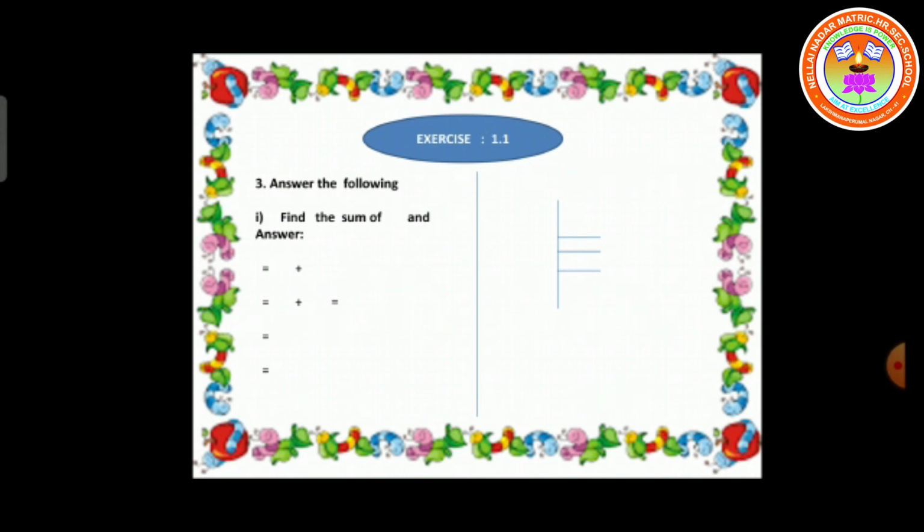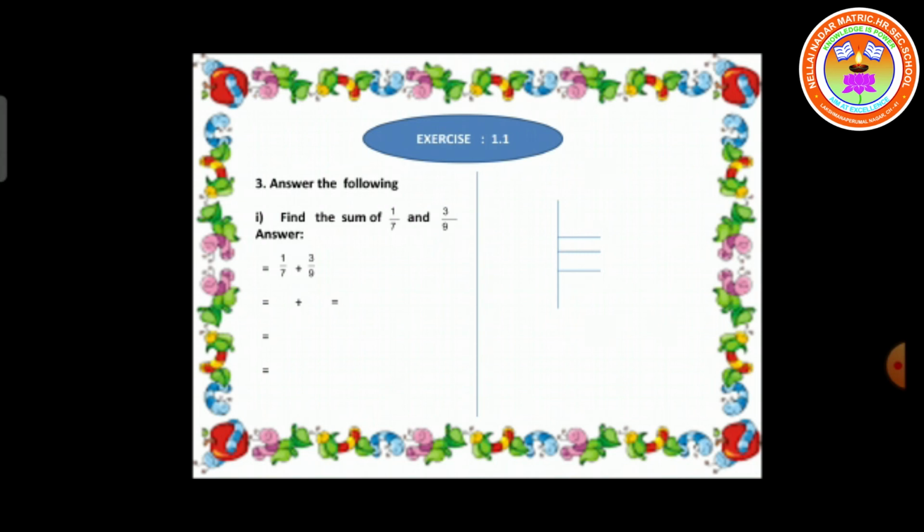Find the sum of 1 by 7 and 3 by 9. Sum is nothing but addition. But these two fractions are unlike fractions. Now how can you add? We know to convert unlike to like, we do LCM and equivalent fractions. So take 1 by 7 plus 3 by 9.